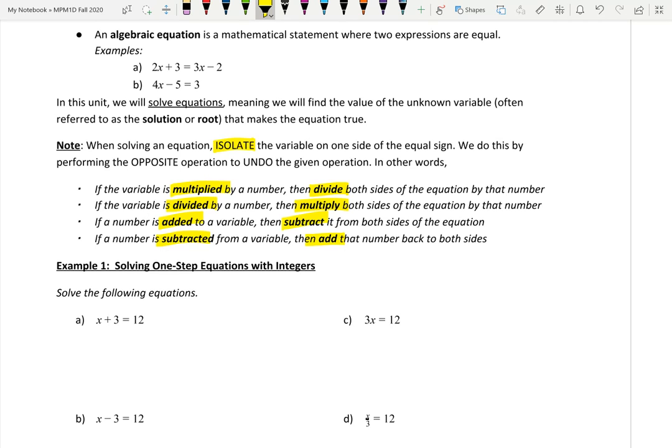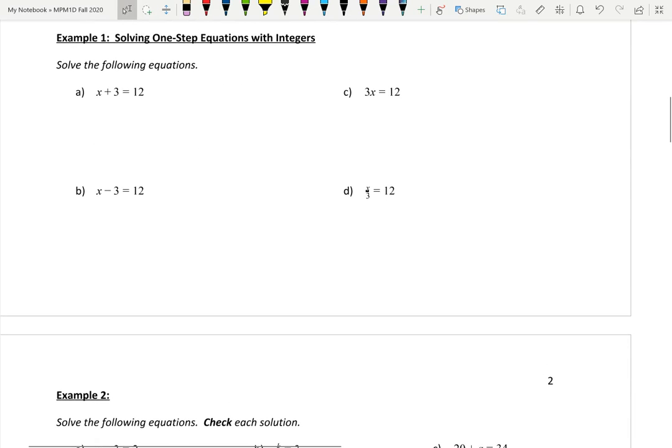So opposite. The opposite of multiplication is division and vice versa. The opposite of addition is subtraction and vice versa. Your goal is to have the variable alone, hence the word isolate, on one side of the equal sign. Once you have it alone on one side of the equal sign, you can then find its value or solve. Let's look at some examples.